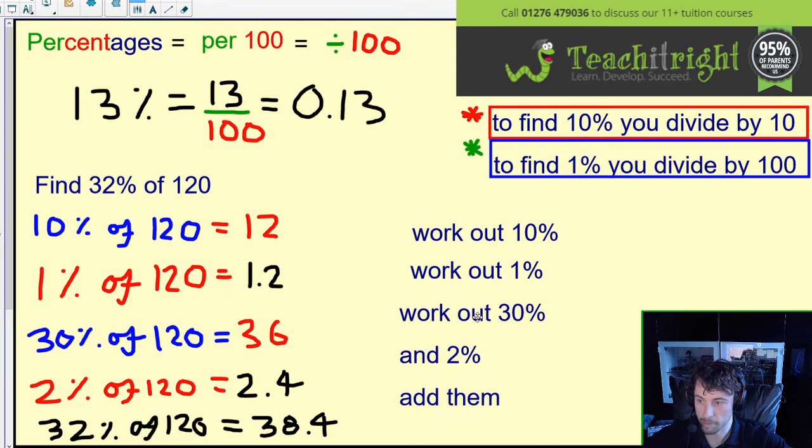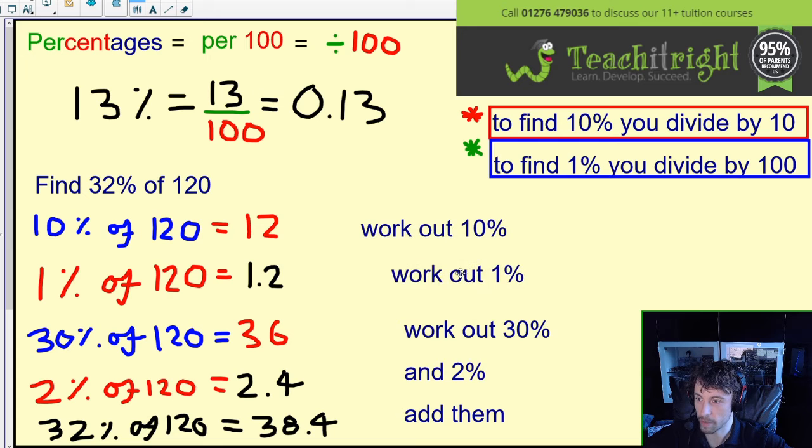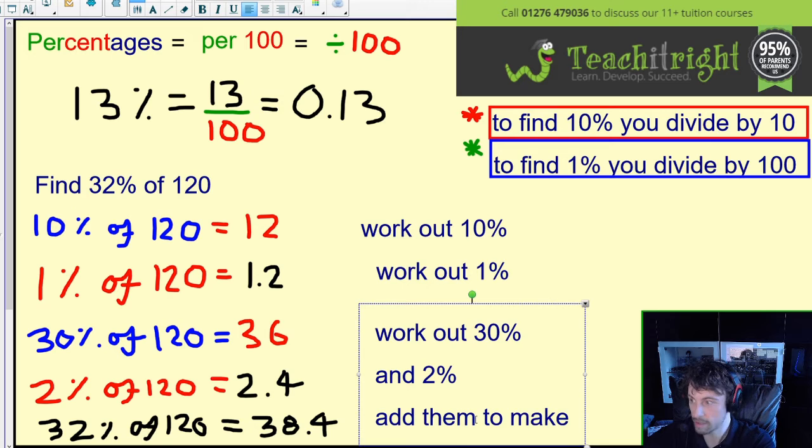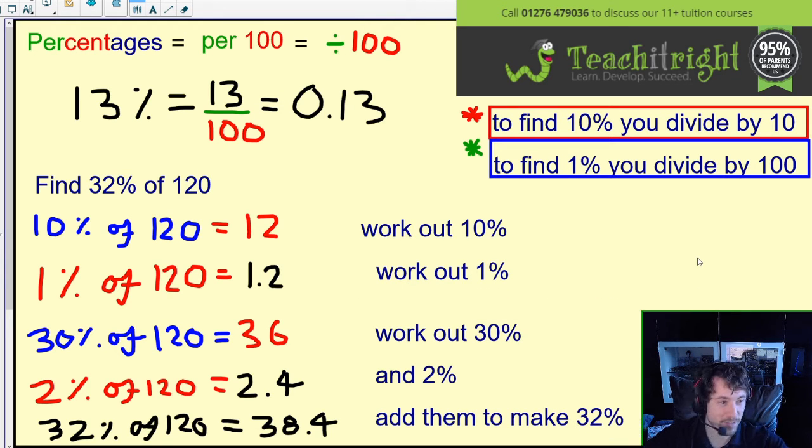So here were our steps. We worked out 10%, we worked out 1%, we worked out 30 and 2, we added them to make 32. Now, obviously, in other questions, if you were working out 15%, you wouldn't add 30 and 2, you'd add maybe 10 and 5. But that method of starting with 10% and going from there is, for me, by far the best and easiest way. In particular, it's the easiest because 10% is the easiest one to remember, because to find 10%, you divide by 10.